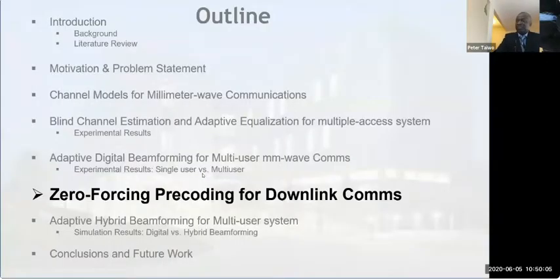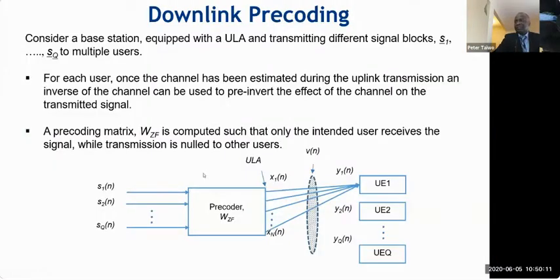Next I want to discuss the zero forcing implementation for downlink communication. We use a zero forcing precoder. We consider signal blocks of data coming from multiple users, and for each user we already estimated the channel in our adaptive algorithm. What we want to do is beam the signal to each user using a precoder, such that only the targeted user receives a signal, while transmission is null to other users. This is achieved by beam steering.